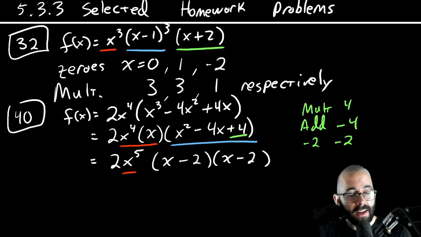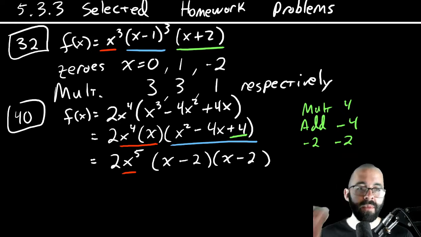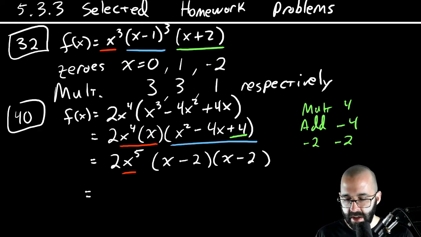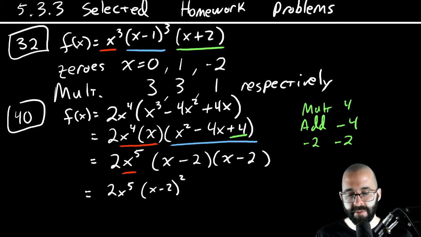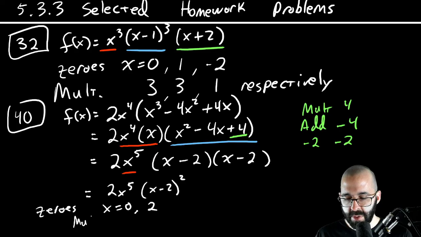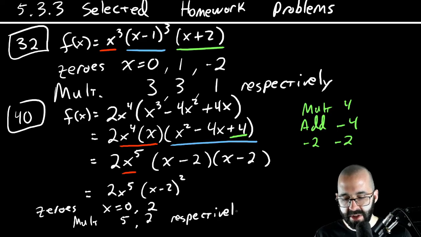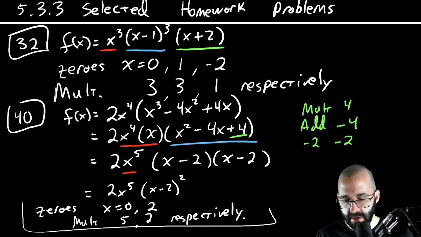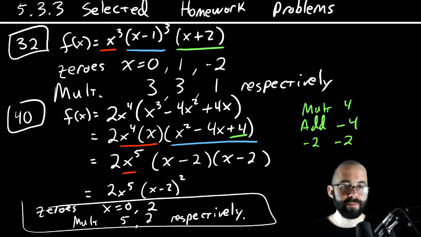Or you could maybe have recognized using the perfect squares formula that this is a perfect square. So f of x is 2x to the fifth times x minus 2 squared. The zeros are when x is equal to 0 and when x is positive 2. And there's multiplicity of 5 and 2, respectively. Look at those exponents for that multiplicity. And there we go.